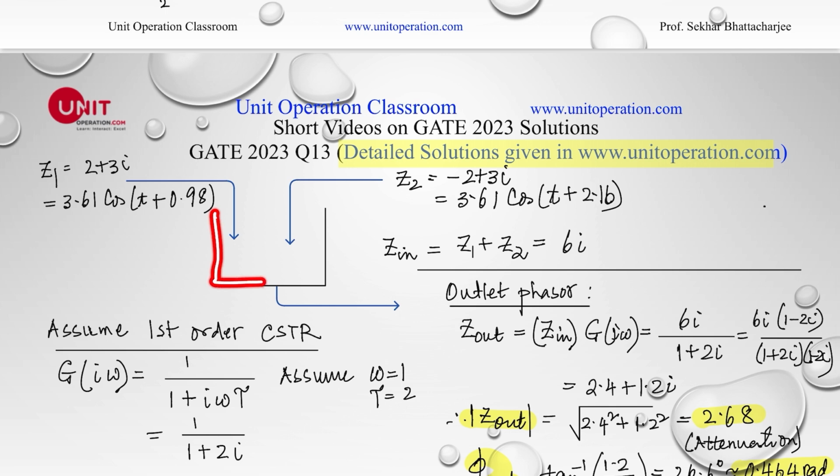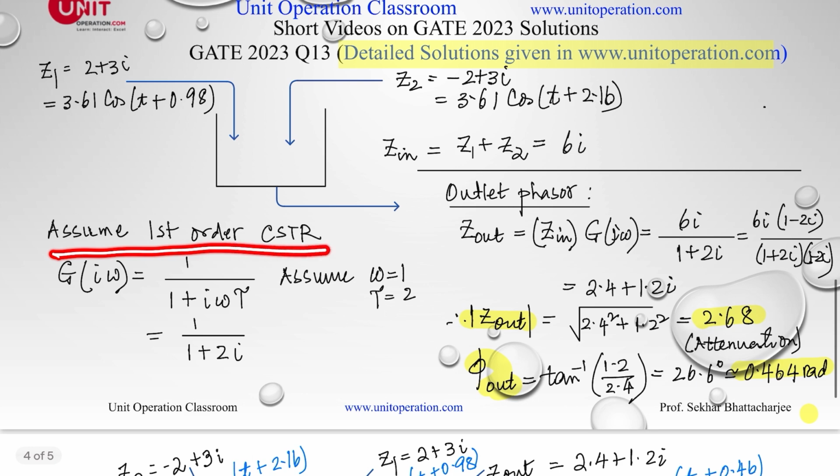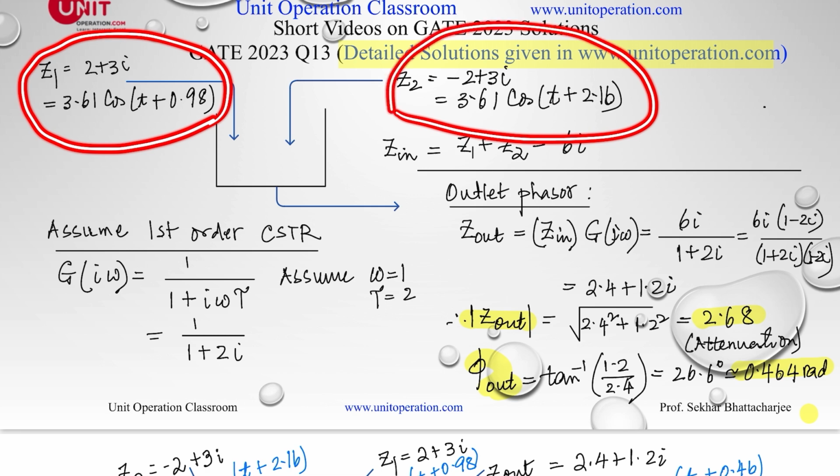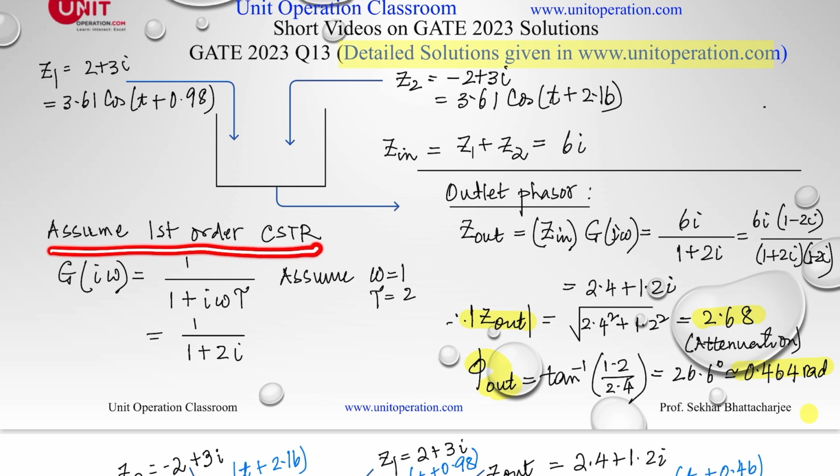Let us say we have a CSTR, and there is a flow variation or concentration variation or temperature variation, in terms of a sinusoidal variation: oscillating flow, oscillating temperature or oscillating concentration. Then what really happens? Assume this is a first order CSTR. This is my Z1, as we have seen, and this is my Z2. These are oscillating flows or concentrations coming in, or it might be the temperature. And Z1 plus Z2 is 6i.